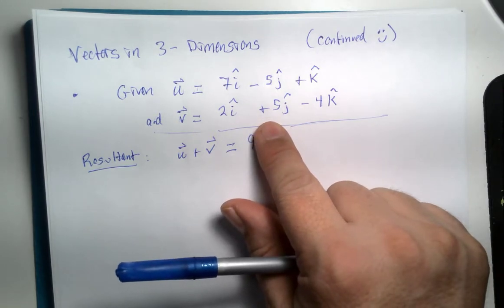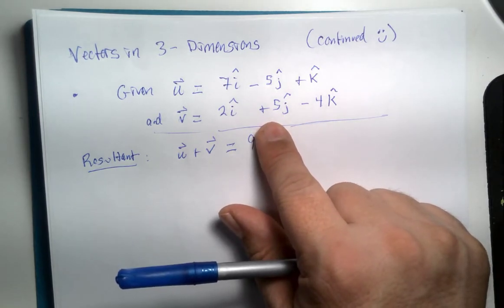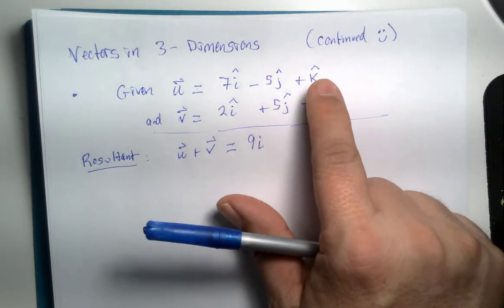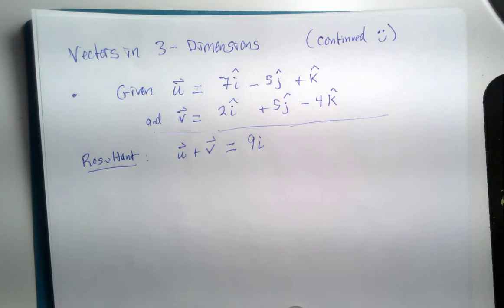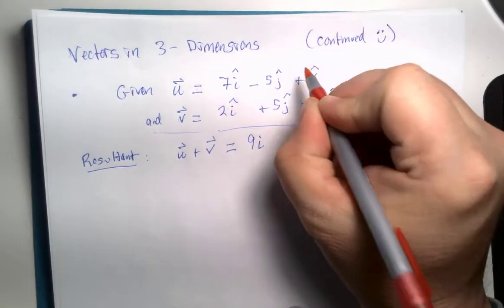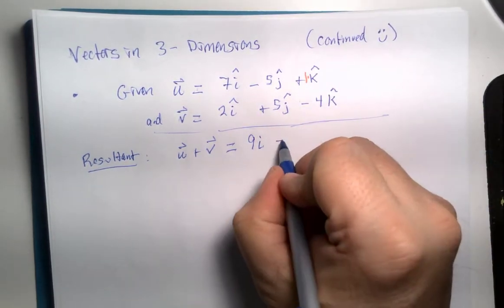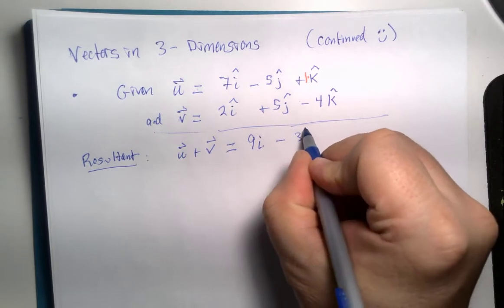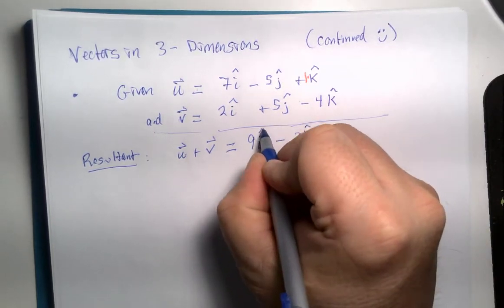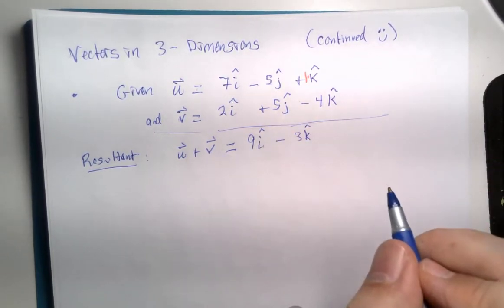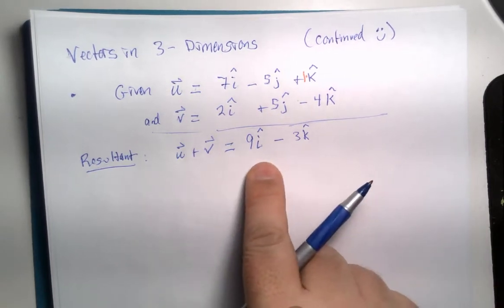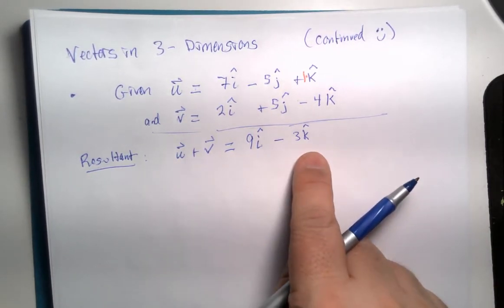Well, my pre-algebra teacher says I don't need to write that. I think my physics teacher would be okay with that. And then 1k, remember there's a 1 here, minus 4k, that's going to be minus 3k, and oops, they forgot their hats, which is not always required, depends on your professor. So you could write the resultant as 9i minus 3k.